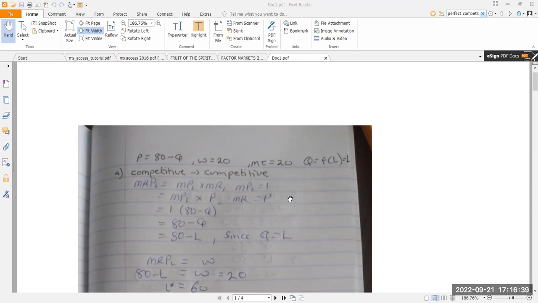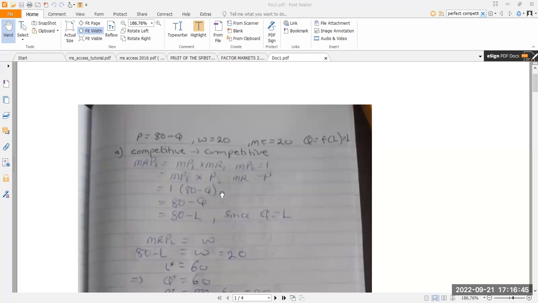Okay, the marginal revenue product of labor is the product of marginal product of labor and the marginal revenue. Okay, so under perfect competition, because marginal revenue is equal to price, then instead of writing marginal revenue, we can say that the marginal revenue product of labor is equal to MPL times price, since price is equal to marginal revenue.